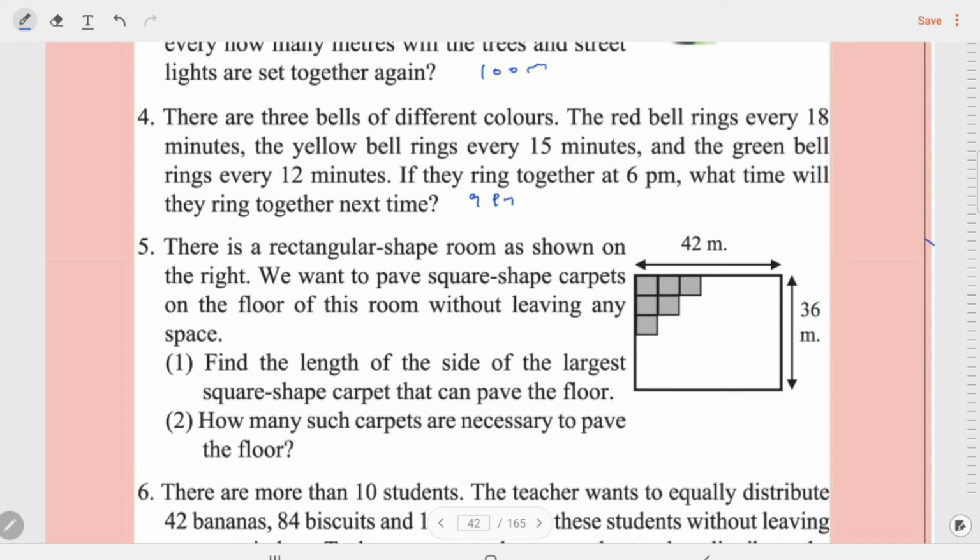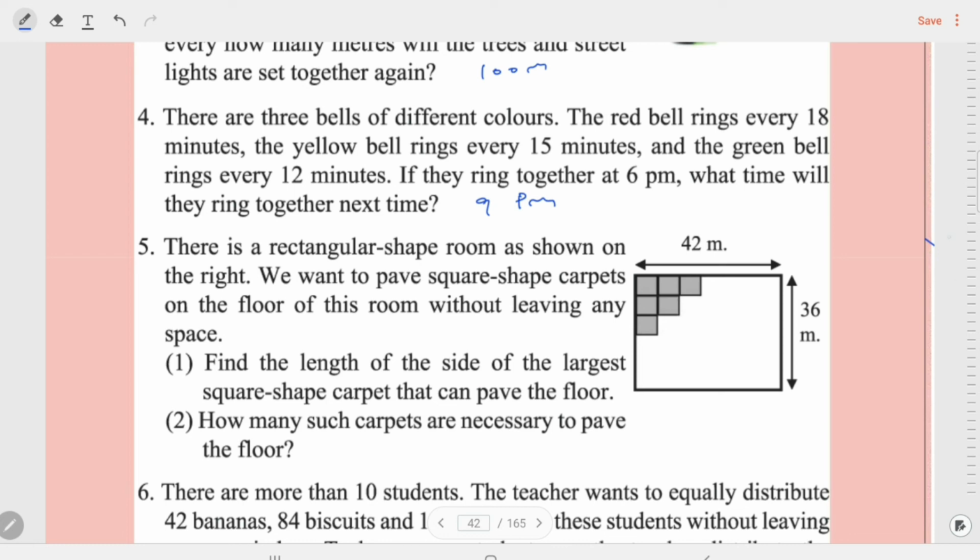Is that correct? Again, let me check it again. 18, 15, 12, 2 9s, 2 15s, 2 6s, 3 3s, 3 5s, 3 2s. Right. 2 3s 6, 6 into 10 is 60. Yes, 3 15s into 20 is 30, 60 3s is 180. 180 minutes only. That is after 3 hours. That is at 9 p.m.